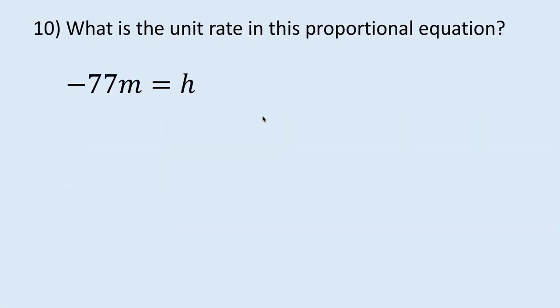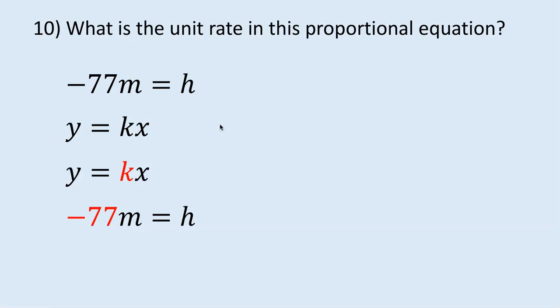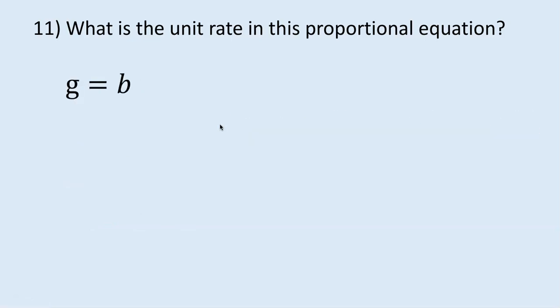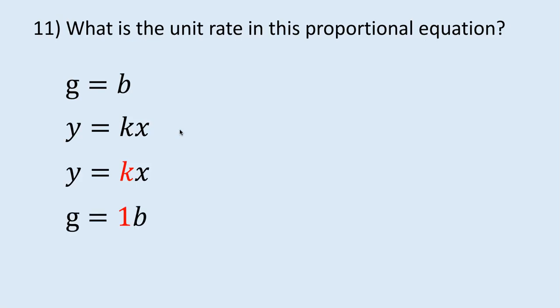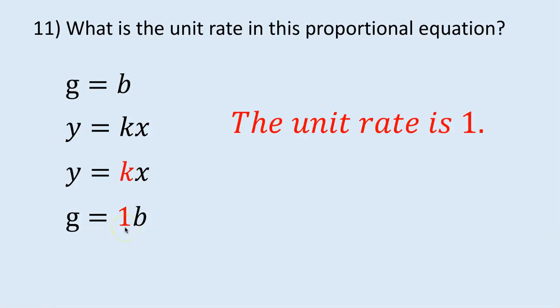We only have 2 more. All right, what is the unit rate in this example? Well, the h is like the y, and the m is like the x. So the unit rate, the k value, is -77. All right, the unit rate in this example. Okay, so in this example, we do not see a number. So recall that when you don't see a number, there's actually a coefficient of 1. So the unit rate is 1. And that's our final example.